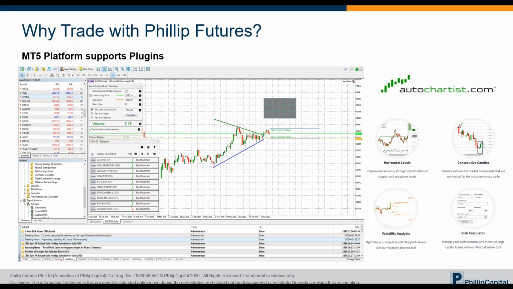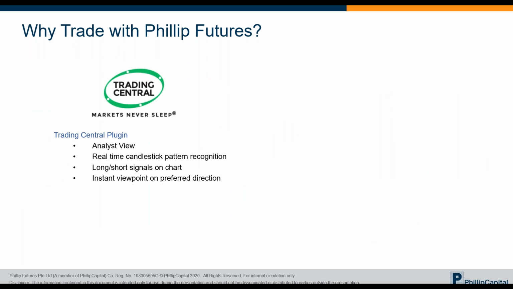On top of that, they have other functions such as the volatility analysis as well. Over here you can see the daily volatility, and then there is also the risk calculator, which is the one that I showed just now over here, to determine the proper trade size that you should enter based on your risk parameters. Okay. So other than Autochartist, we also have Trading Central.